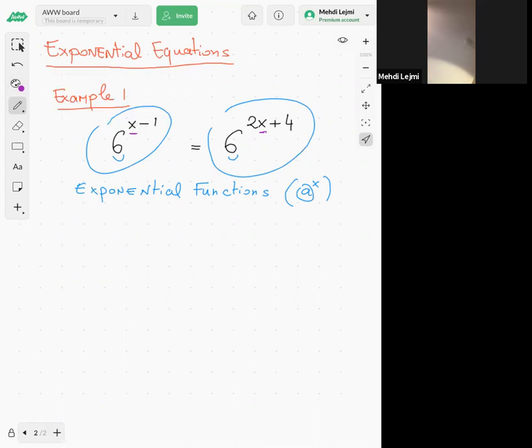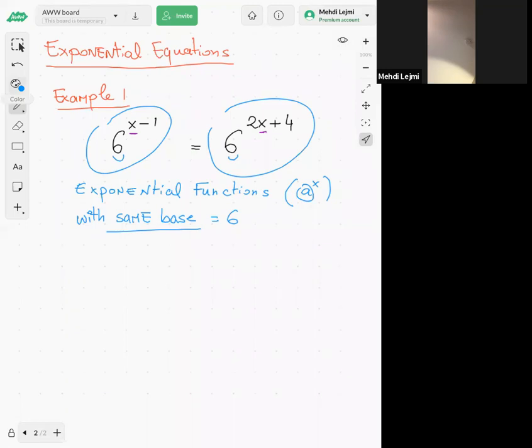Now, both sides have the same base, which is base 6. So both are exponential functions with the same base, and that's our base. Now, guys, when we do an exponential equation with the same base on the left and right side, what you have to do is apply a log in the same base.